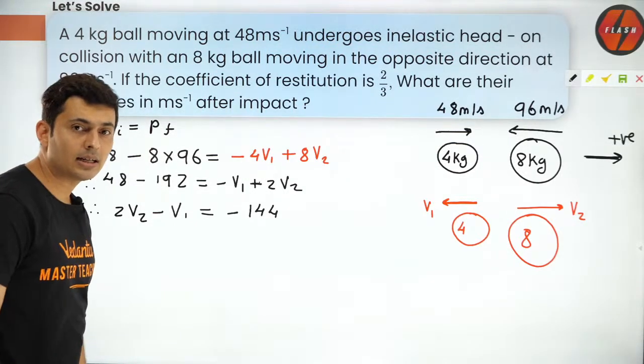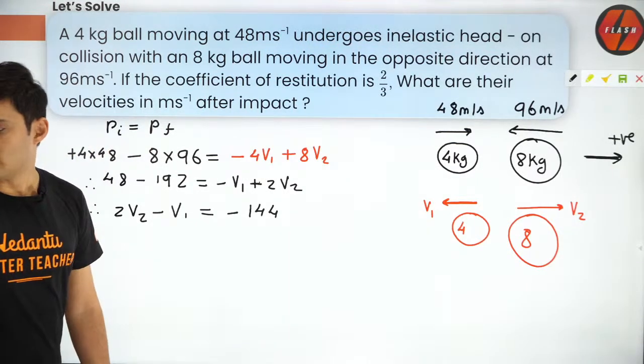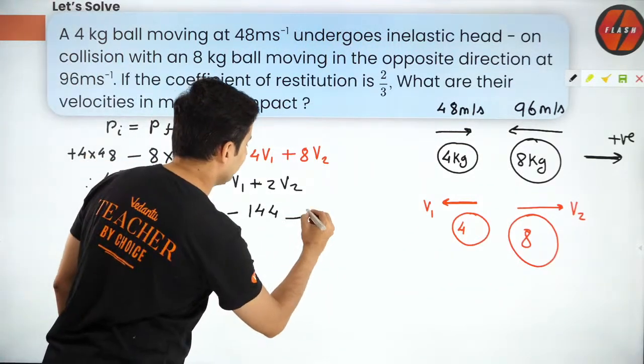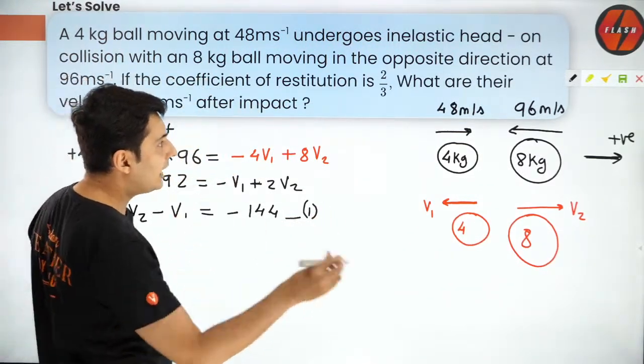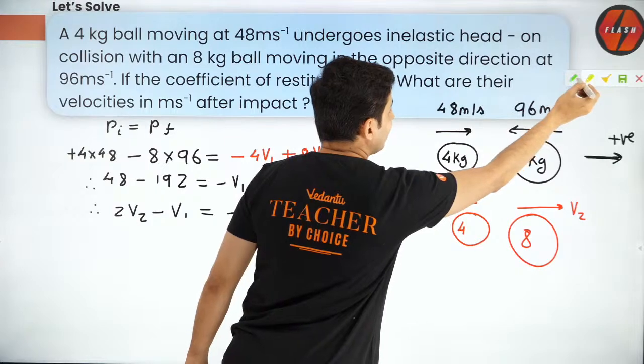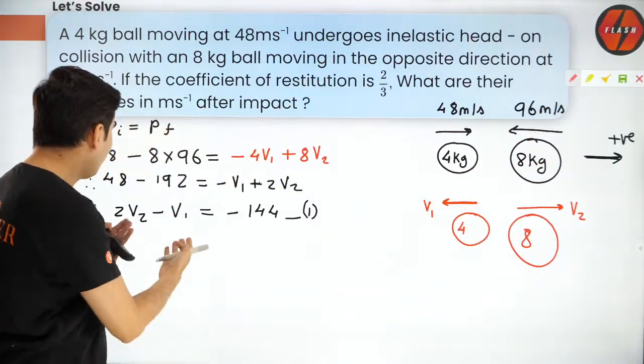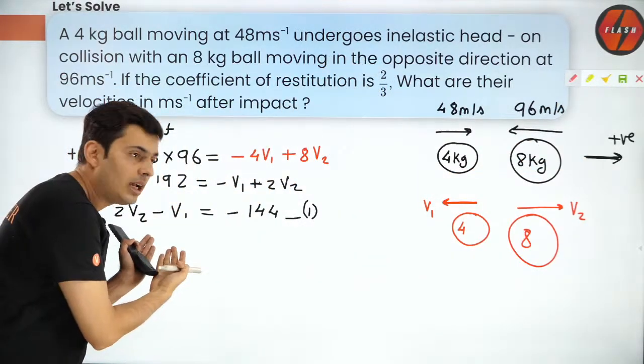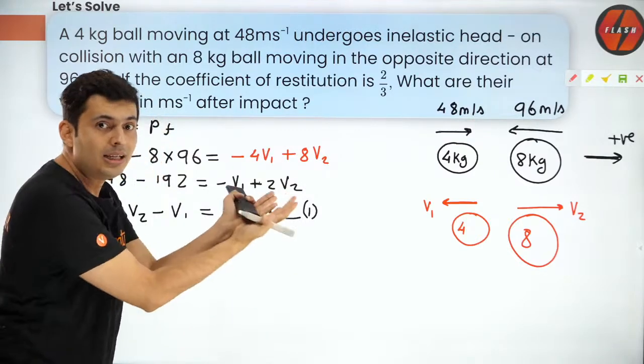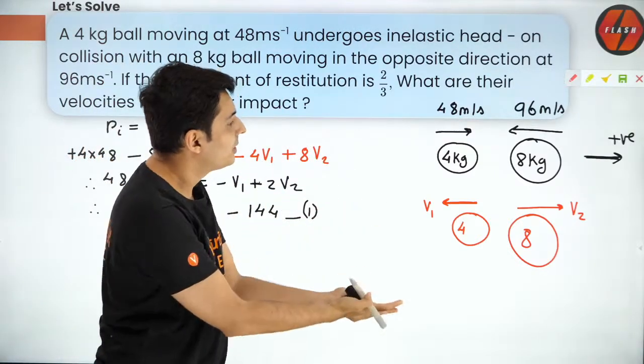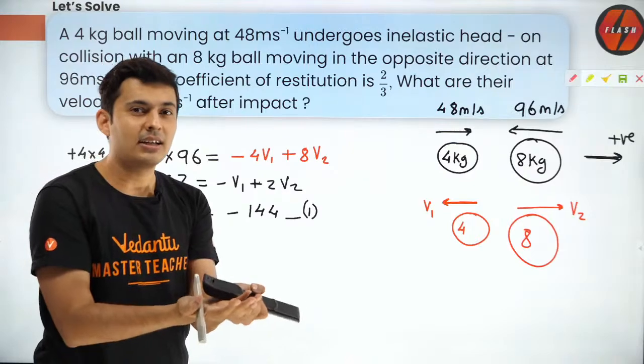Yeah, is that clear, guys? Everyone till this point? This is my first equation. Now there is a problem. The problem is I have two variables and only one equation. Please get me one more equation. Where do I get that equation from?